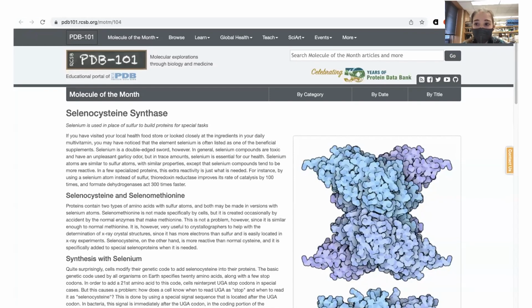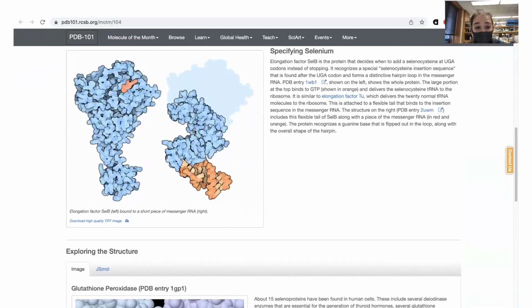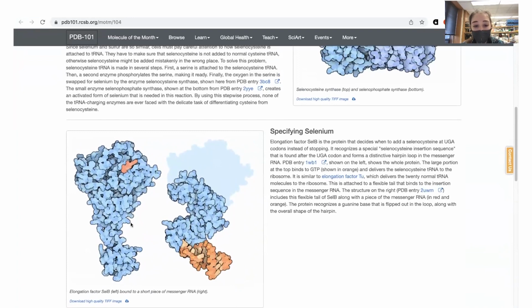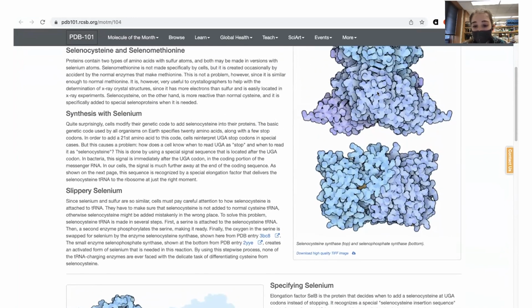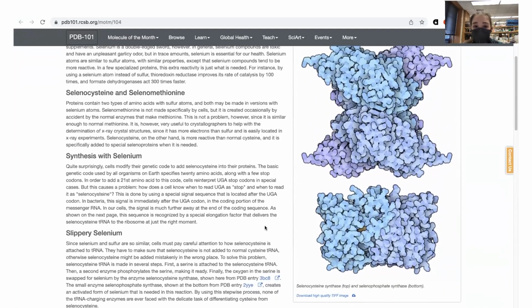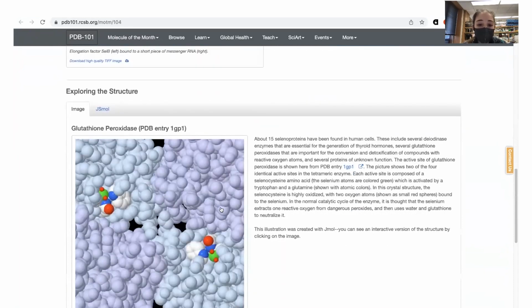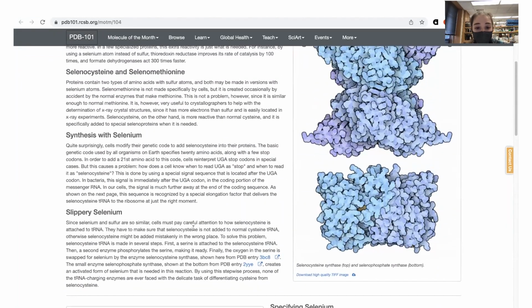I showed you some stuff on PDB 101 before. It's a really great website from the PDB, the Protein Data Bank, and they have a good article on selenocysteine synthetase. This is like the special elongation factor that's going to help sneak it in. You can see where it binds RNA and stuff. This is selenocysteine synthetase and selenophosphate synthetase. You can see the structure of some of these cool enzymes, the reaction helper-uppers that are going to help this all happen, and I encourage you to explore this.